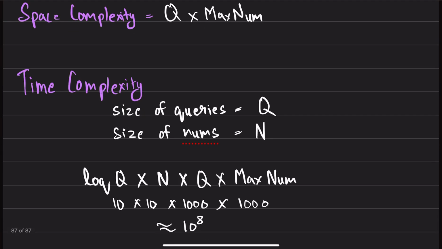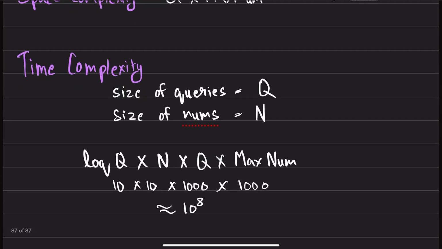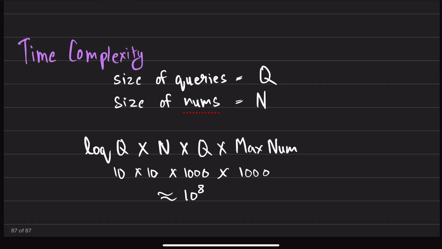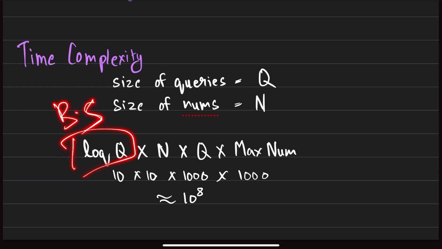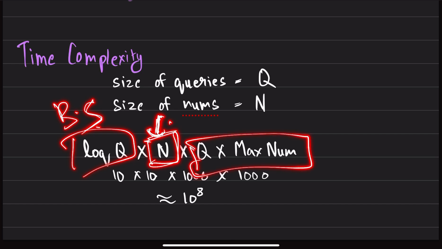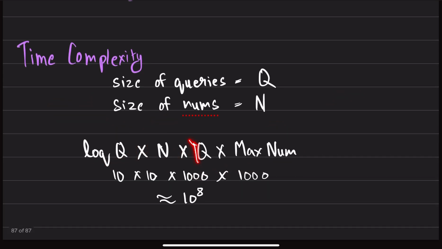After that, the time complexity is what? Time complexity is the size of queries, which is q, and the size of nums, which is n, then log q for the binary search part. Then for each element I am making a DP call and checking, this is for the DP. The DP state was the number of queries and the max number.